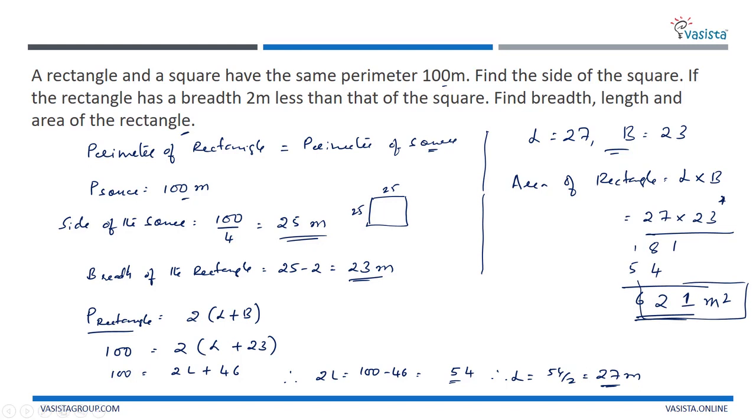Now we are able to find the breadth of the rectangle is 23 meter, length of the rectangle is 27 meter and the area of the rectangle is 621 meter square. Apart from that, side of the square is how much? 25 meter. This is what the answer is.